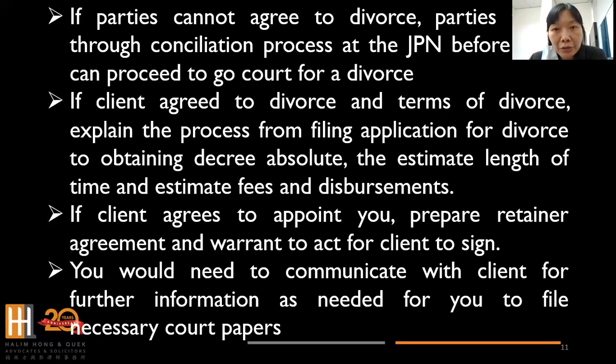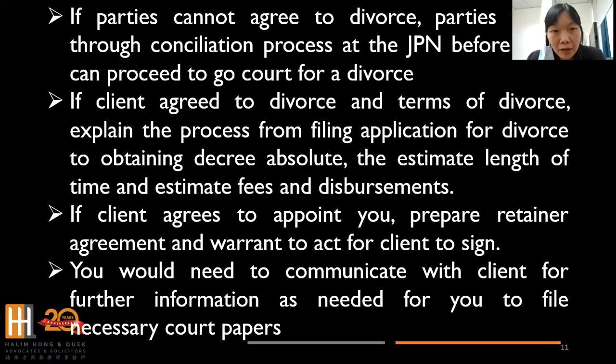If parties cannot agree to divorce, before you file a single petition, you need to go for the conciliation process at the JPN. The conciliation process is provided under Section 106 of the Law Reform Act, where the JPN officer will try to conciliate both parties, to see whether there are still chances of them getting back together, not going for divorce. It's just another process before you can go to court to get the order. It's mandatory if parties do not agree to divorce, unless you file a joint petition, then you are exempt. Otherwise you need to go through it.